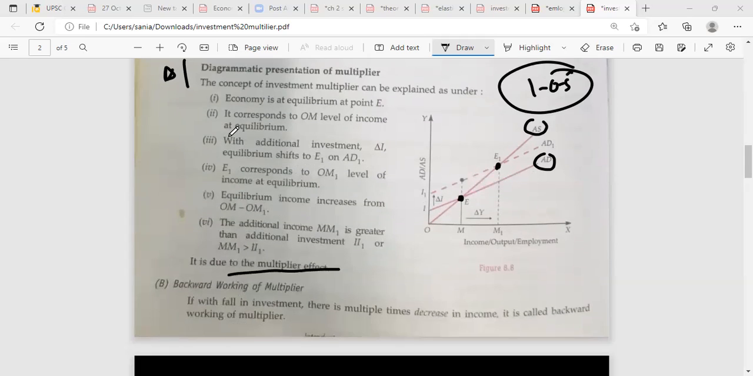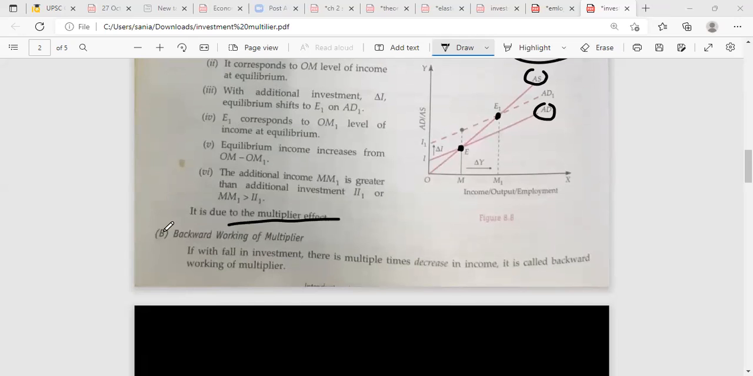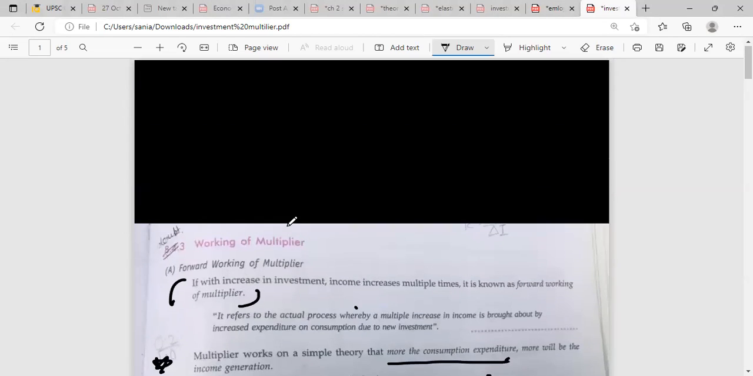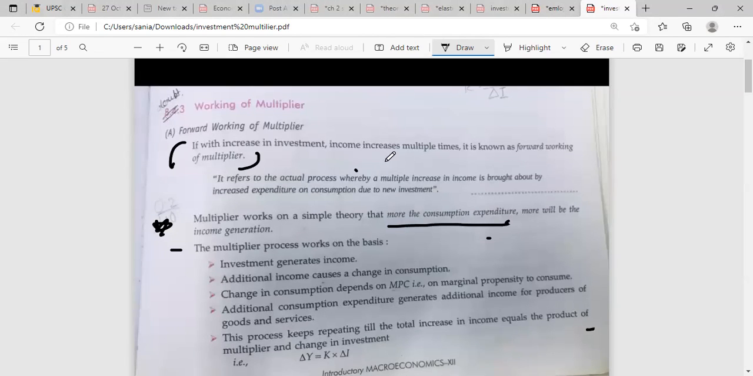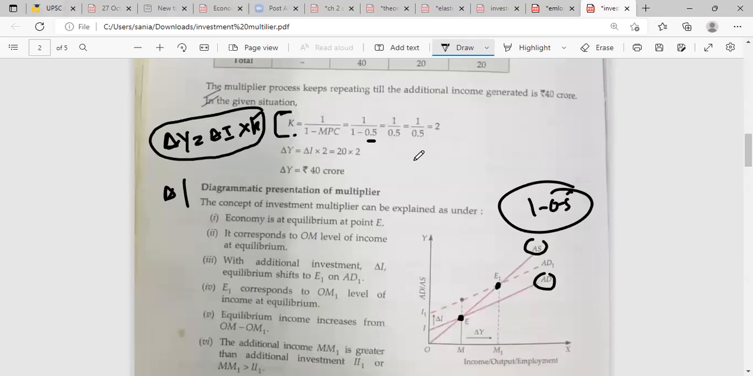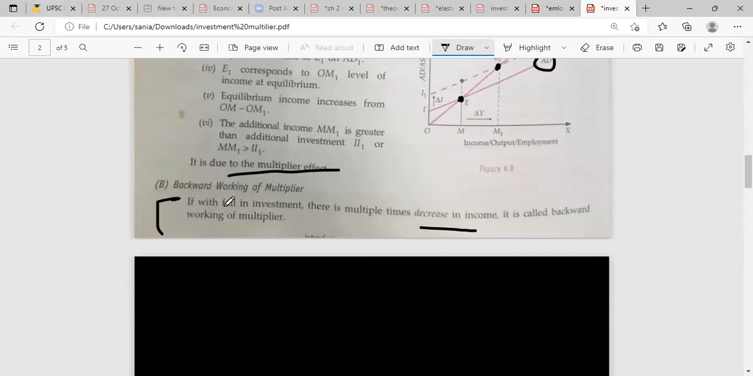Okay, I think both of you are done. So let's start with the next point, which is the backward working of the multiplier. What is this? If with a fall in investment, there is a multiple-times decrease in income, it is totally opposite. With an increase in investment, there was an increase. Now, if with a fall in investment there is a multiple-times decrease in income, it is called the backward working of the multiplier. Clear? So just write it down, then we'll do the rest of the things.